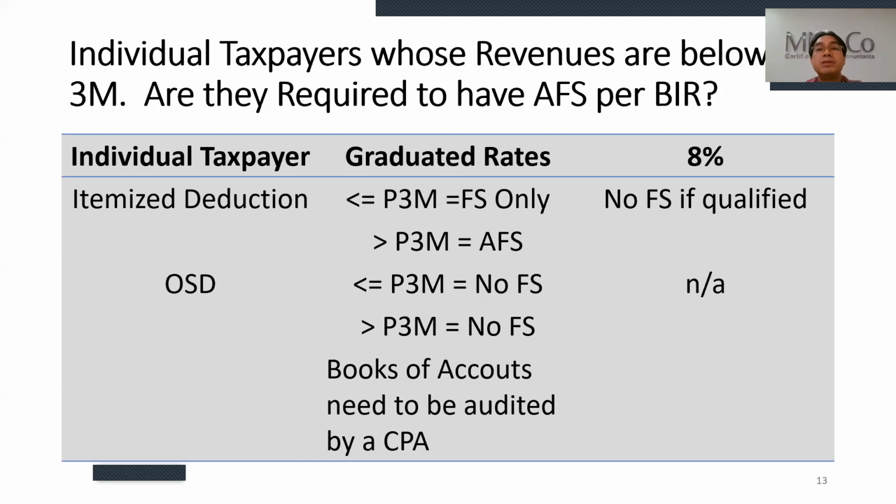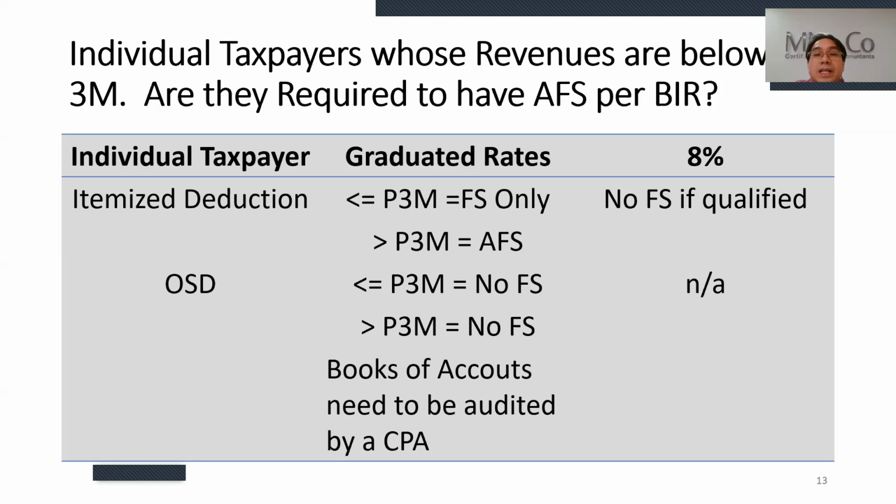Ano lang ba yung no FS? No audited na, no FS pa, yung OSD na individual. Okay? Irrespective of your revenues, may it be less than or more than 3 million or equal to 3 million, doesn't matter. Kasi hindi nire-require yung financial statements. Eh di lalong hindi nire-require yung audited financial statements. Alright? Pause muna tayo doon. Punta muna tayo doon sa 8%. No financial statements required. Wag na lang din nating isipin na merong audited. Kasi the fact na no financial statements, lalo nang hindi naman kailangan ng audited financial statements.